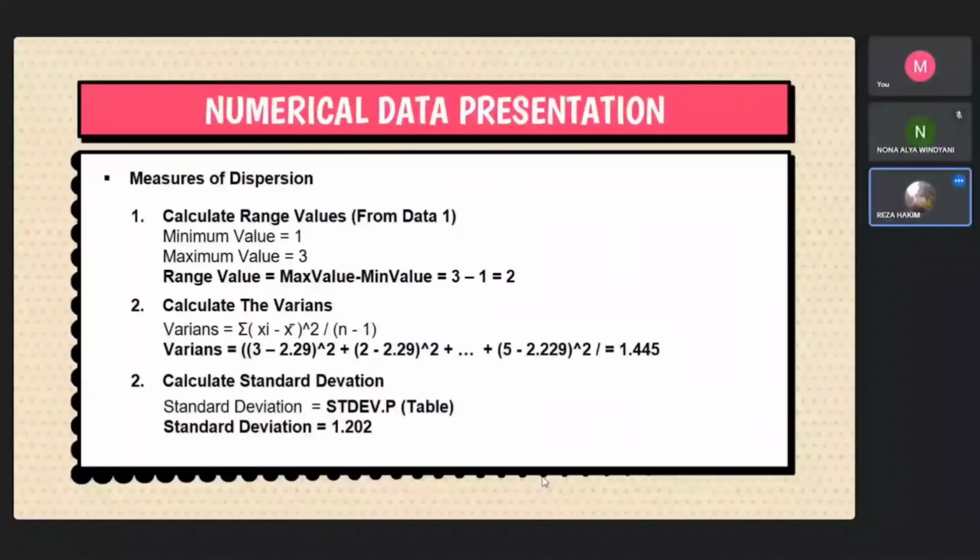And next, we calculate the range value from the first data. The range is the max value minus the minimum value, and we got 2. The next is we calculate the variance, and we got the variance is 1.445. Next we calculate the standard deviation with the formula STDEV.T, and we got the standard deviation is 1.202.